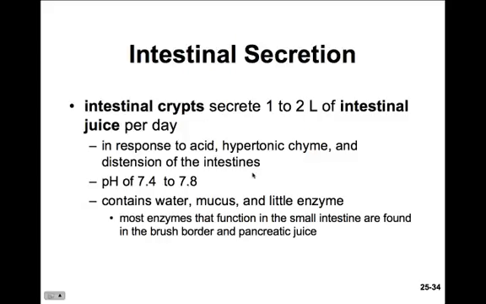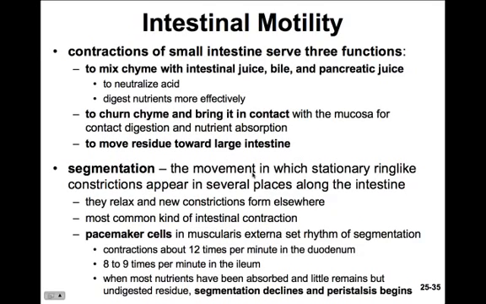They secrete this juice in response to acidic conditions, hypertonic chyme, and distension of the intestines. The juice is a pH of about 7.4 to 7.8, and it contains water, mucus, and a little bit of enzymes. But most of the enzymes that function in the small intestine are found at the brush border and in the pancreatic juice.